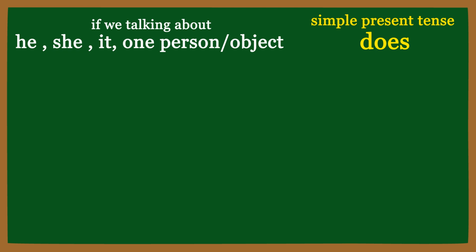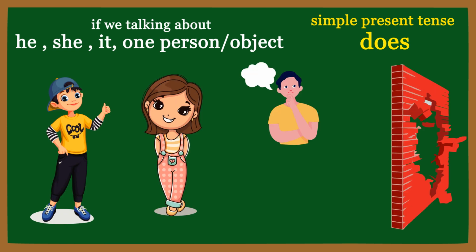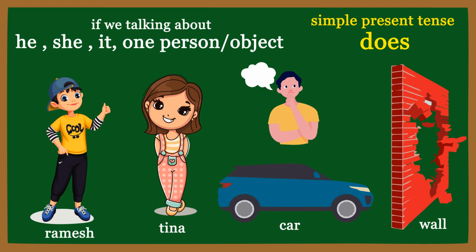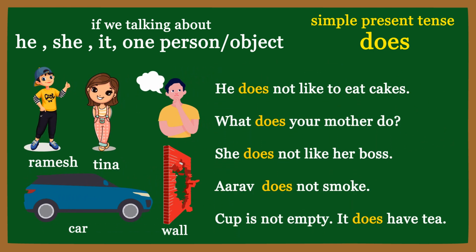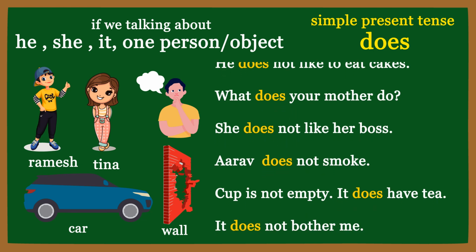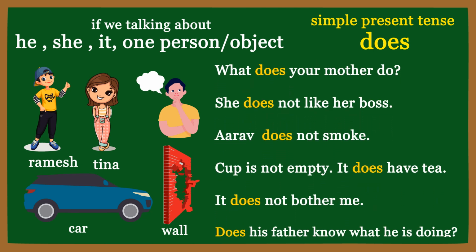If we are talking about he, she, it, or only one person or one object, for example, Tina, Ramesh, or car, we would use the word does. Let me give you a few examples. Tina does her homework. He does not like to eat cakes. What does your mother do? She does not like her boss.